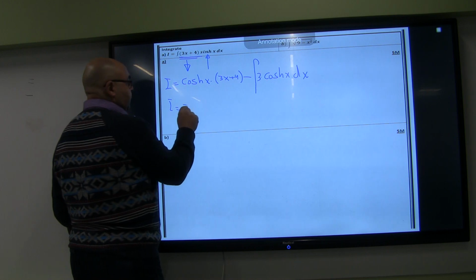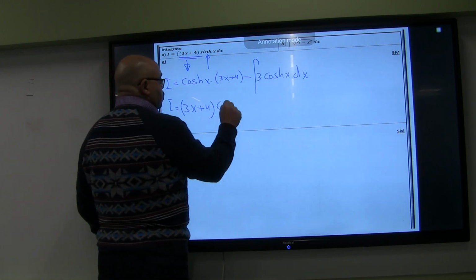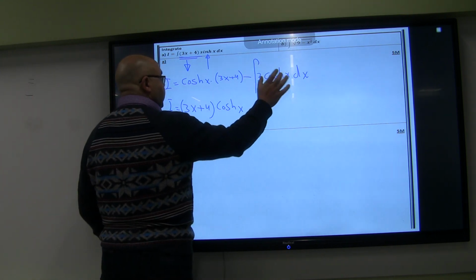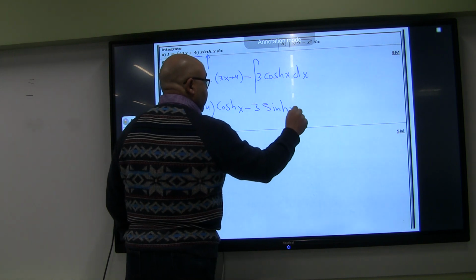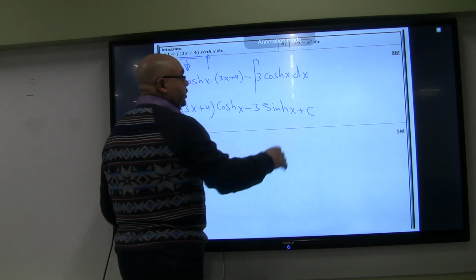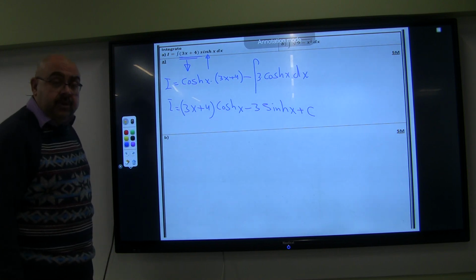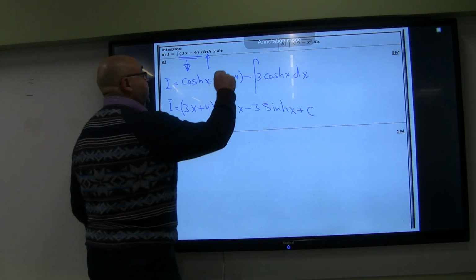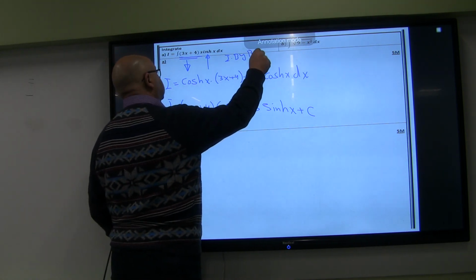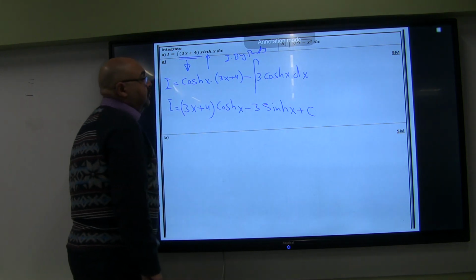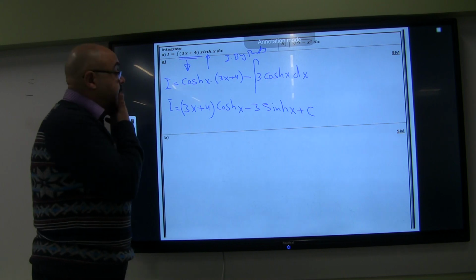Finally, I will equal 3x plus 4 times cosine of x. Then integrate this part, which is going to be negative 3 times sine x plus a constant. I've already completed this and have the full mark for this problem. It will be very nice to state that this is integration by parts, and you may write the law of integration by parts.